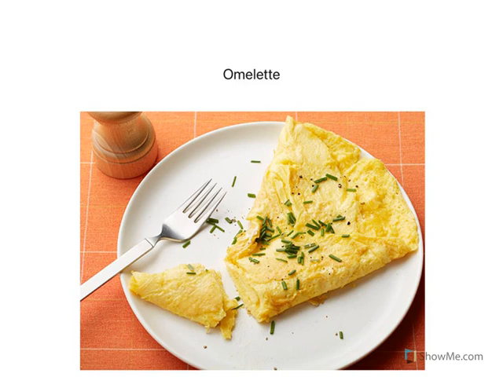O is for omelet. An omelet is a dish made out of eggs. A ham and cheese omelet is very good for breakfast. O for omelet.